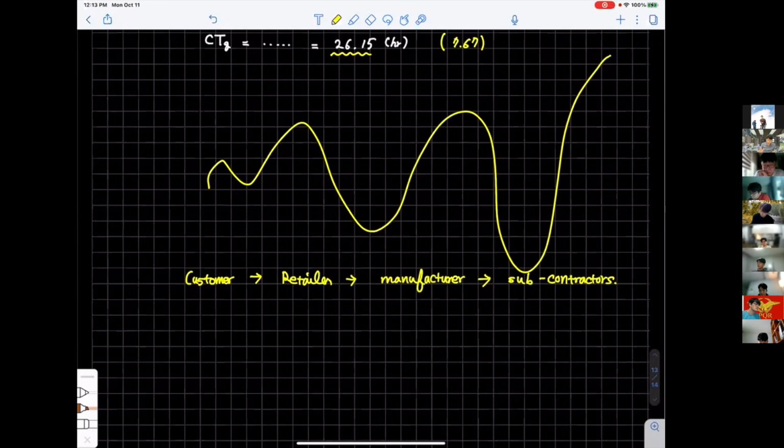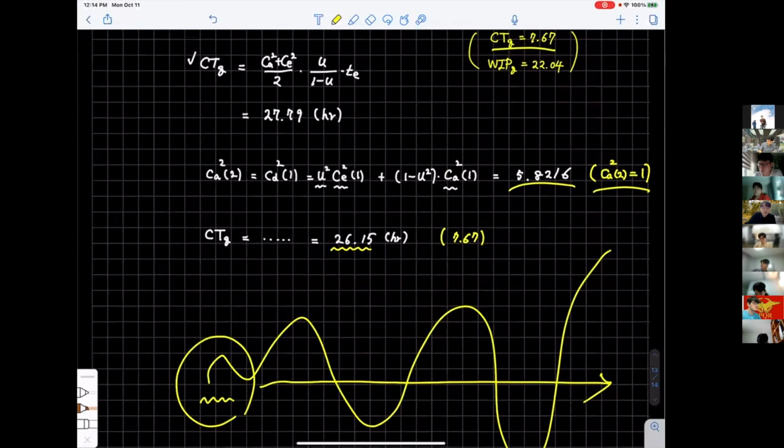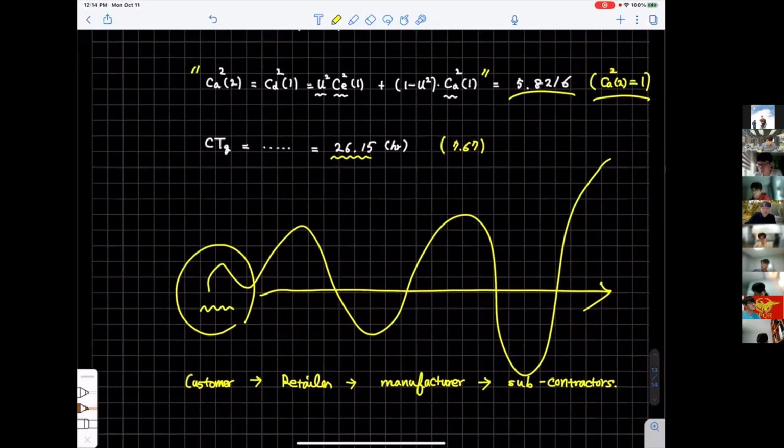The bullwhip effect means that a very small fluctuation in the downstream, if there is a small fluctuation here, will increase through the expansion along the supply chain. This is the mathematical representation of this bullwhip effect.